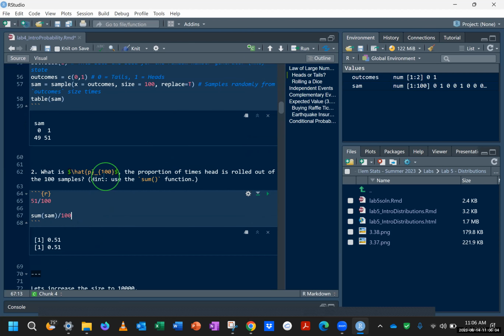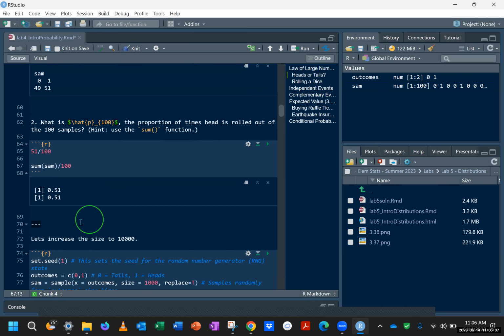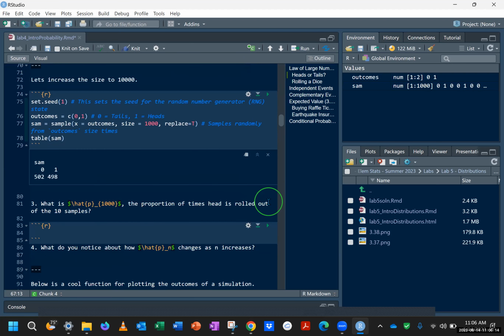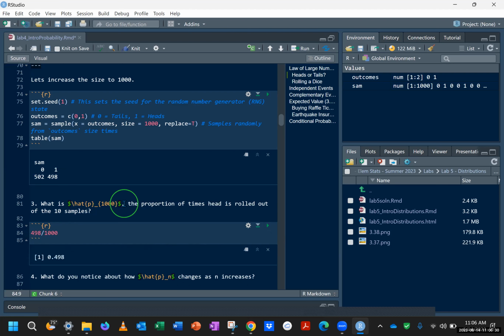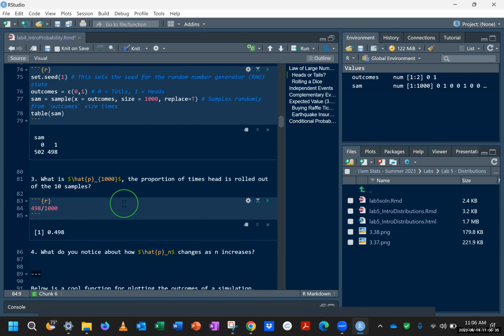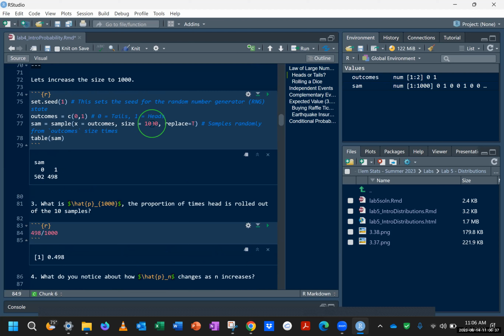Now we're going to keep sampling with increasing size, up to 1,000 and 10,000. Here's 1,000. With 1,000 samples, we had 502 tails and 498 heads. So that's what we got for the proportion of heads on 1,000 samples. And we can also do it with maybe 10,000 samples if we want.